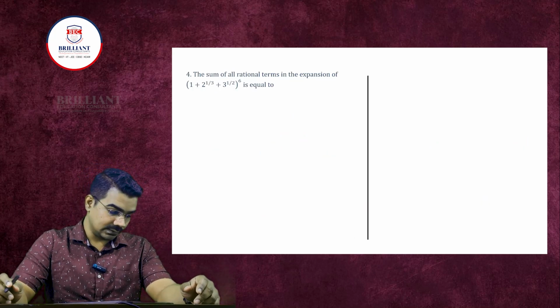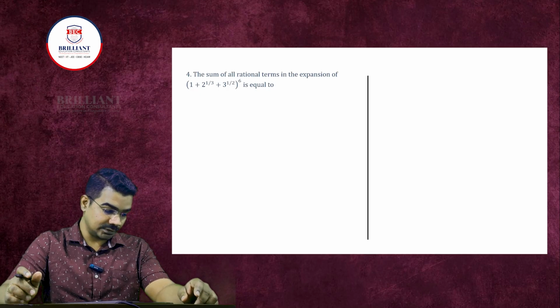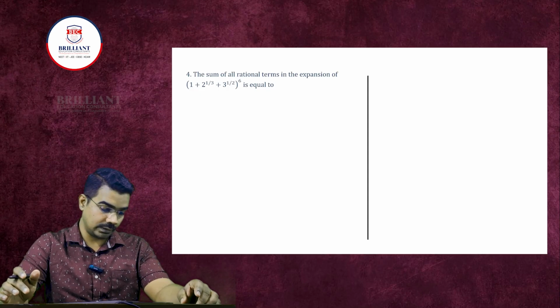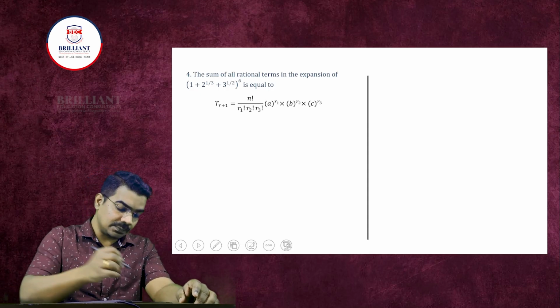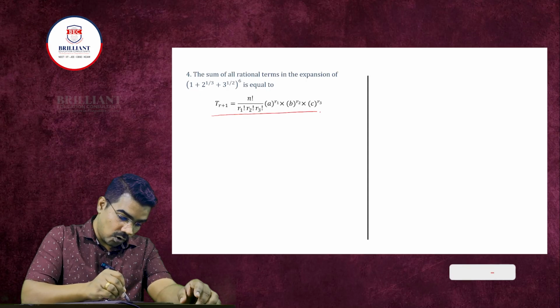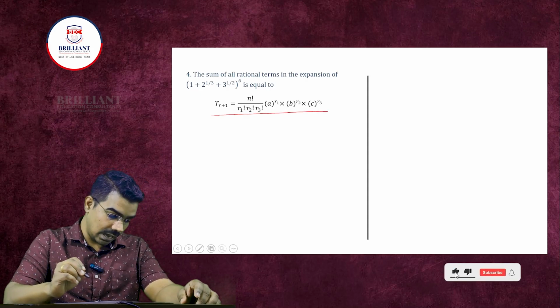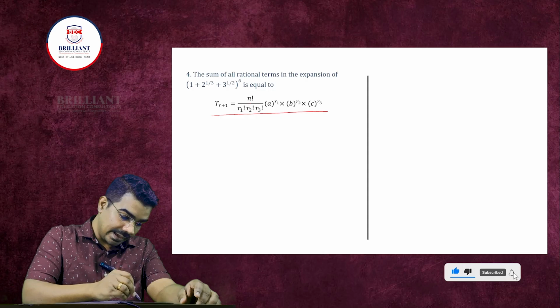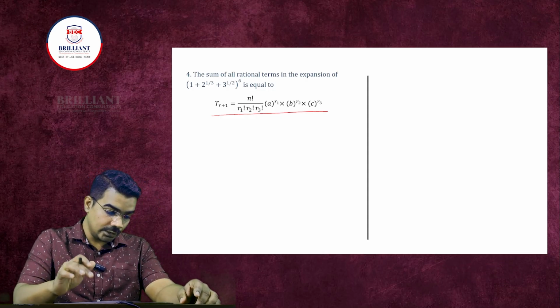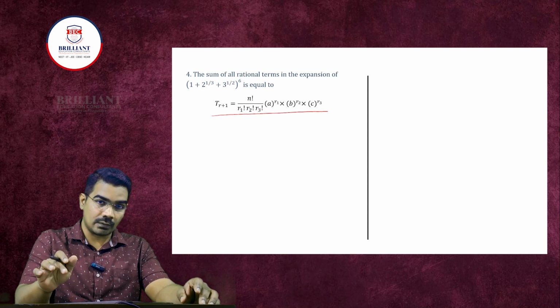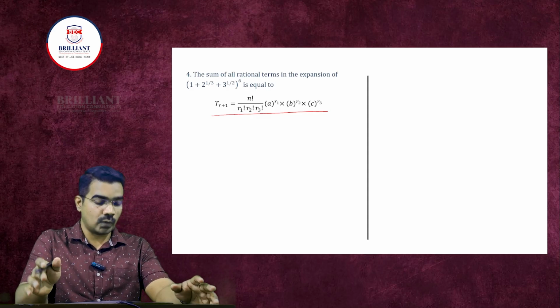So the next question is, the sum of all rational terms in the expansion of 1 plus 2 raised to 1 by 3 plus 3 raised to 1 by 2, the whole raised to 6, is equal to. So here the expression for the general term of this expansion, the r plus 1th term, is equal to n factorial by r1 factorial, r2 factorial, r3 factorial into first term a raised to r1 into b raised to r2, that is the second term, third term c raised to r3.